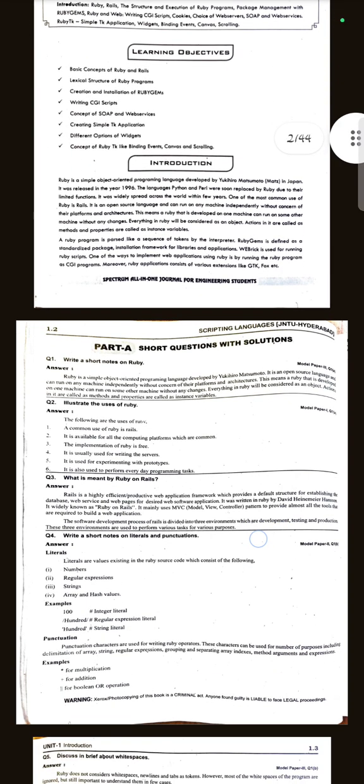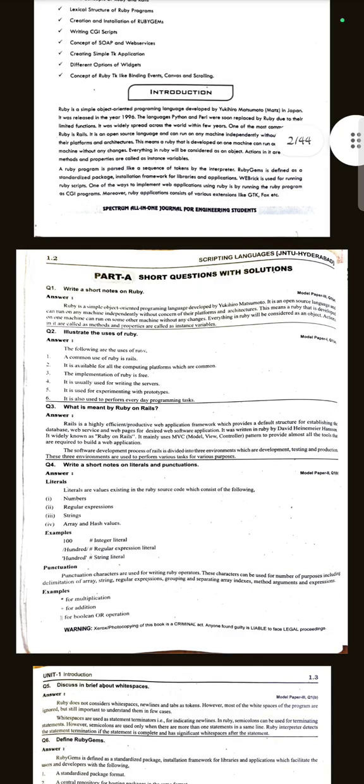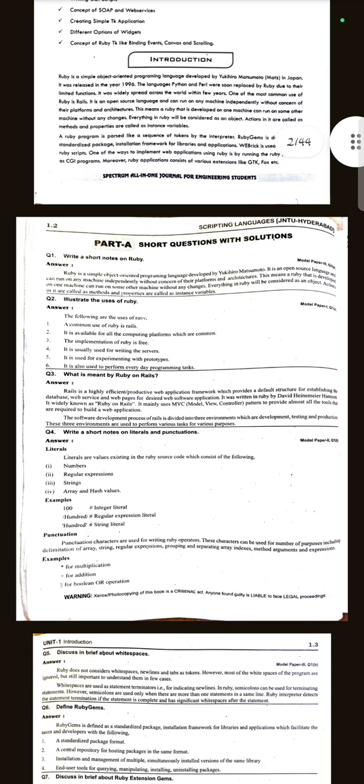The first question is: illustrate the uses of Ruby. The common uses of Ruby are Rails, and it is available on computer platforms, which is common. The implementation of Ruby is free. It's usually used for writing servers. It is used for experimenting with prototype projects, for example. It is also used as a platform for everyday programming tasks.